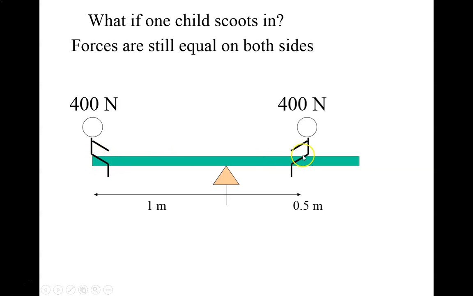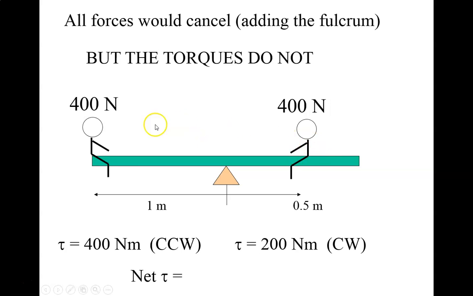The left side is going to go down, this side is going to go up, and that's because the torques weren't balanced. So in order to balance, we've got to have forces balance and we've got to have torques balance. This guy is creating torque in the counterclockwise direction, so he's causing his end to go down, which rotates around like this. So that's counterclockwise.